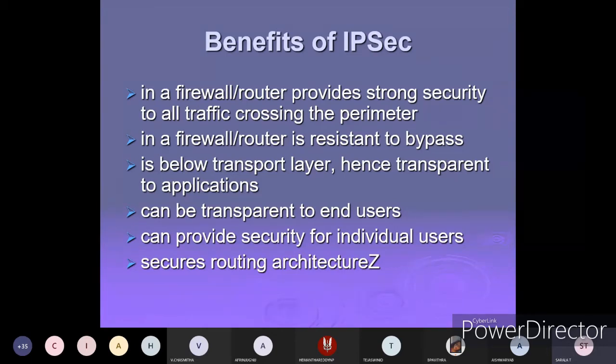The IP number will be different for each and every user system. If that IP number is hacked by any person, then whatever data is present in your system can be accessed by hackers or any third party. That is the main thing. It can provide security for individual users also, and it secures the routing architecture also.